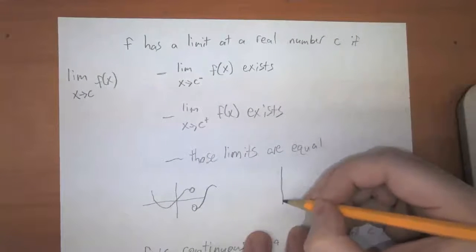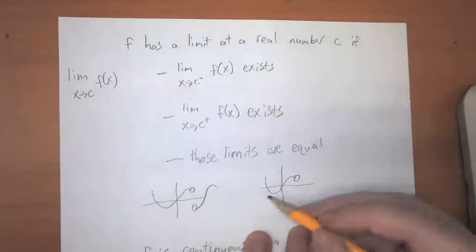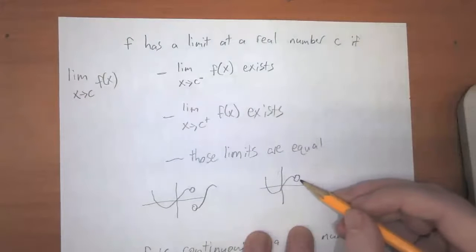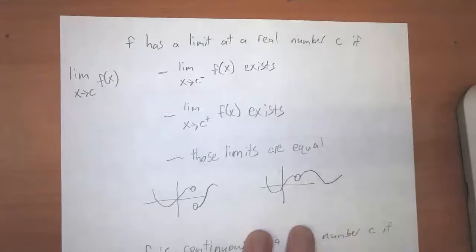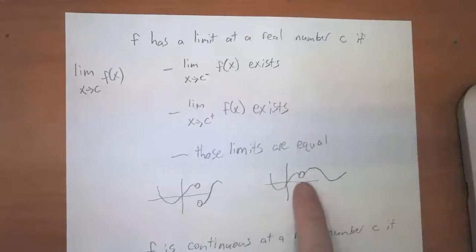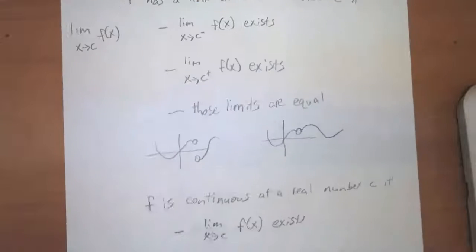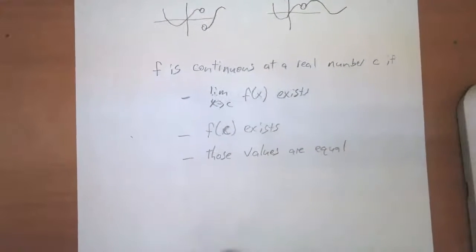What we would need is for it to look like this. So our left-hand side of the function looks like that, and our right-hand side of the function looks like this, and they both meet at that same spot. That's what it means to have a limit, even if we have an open circle here, if the point isn't defined here. All right, that's going to be an important part of the definition for continuity.